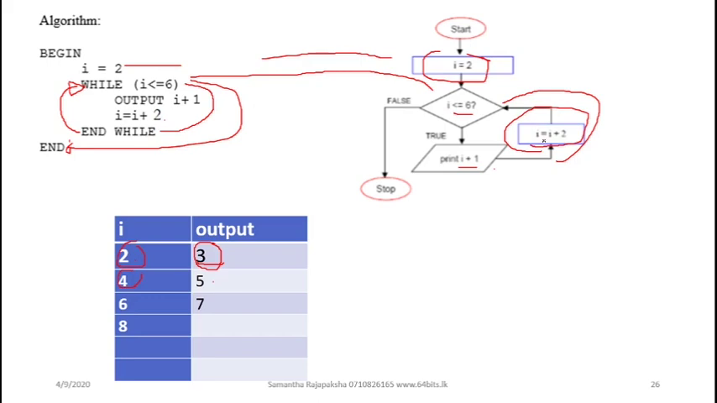And then increment by 2, then 4 plus 2, how much? 6. Then I becomes 6. Then 6 less than or equal to 6, this condition is true. Print 6 plus 1, 7. So the output is 7. Then increment by 2, 6 plus 2 is 8.